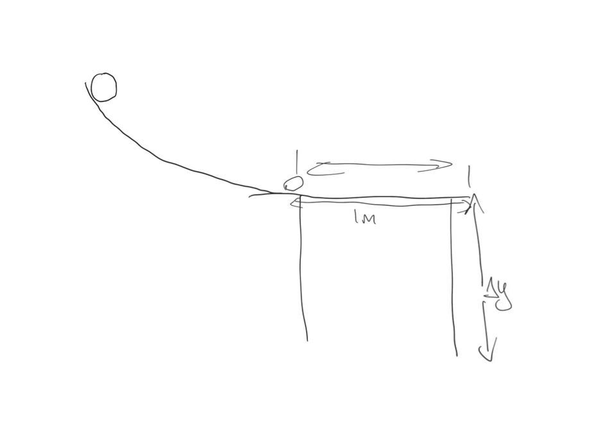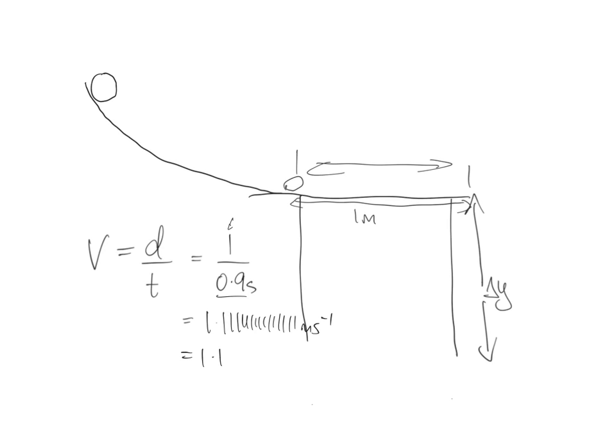So to find out the speed of the ball across the table, or the velocity of the ball, we need the distance, and velocity equals distance divided by time. It's 1 meter, and say the ball took 0.9 seconds, it would be 1 divided by 0.9, which equals 1.1111 meters per second. And we don't put all those ones. We've got one significant figure in the time here, so we're going to round it off to 1.1 meters per second.